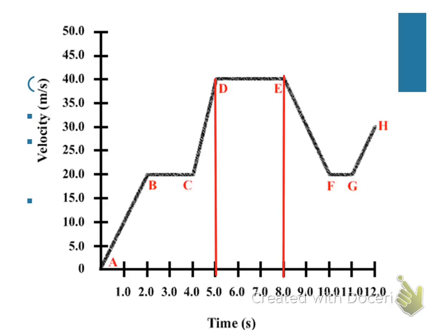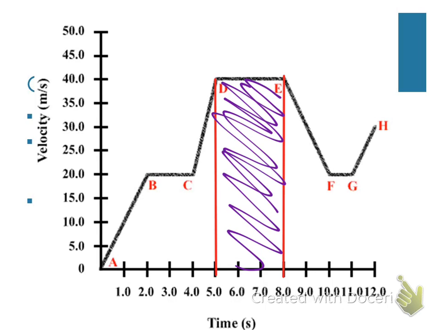Okay, I want to find how far this object has traveled. What's its displacement during this 3-second time interval from 5 seconds to 8 seconds? Are we on the same page about what this question is asking? Okay, so find the area here. Is this a shape that we know how to find the area of? That's good, because it's a rectangle. Okay, so this side of our rectangle is 3. This side of our rectangle is 40. 3 times 40 is 120 meters.